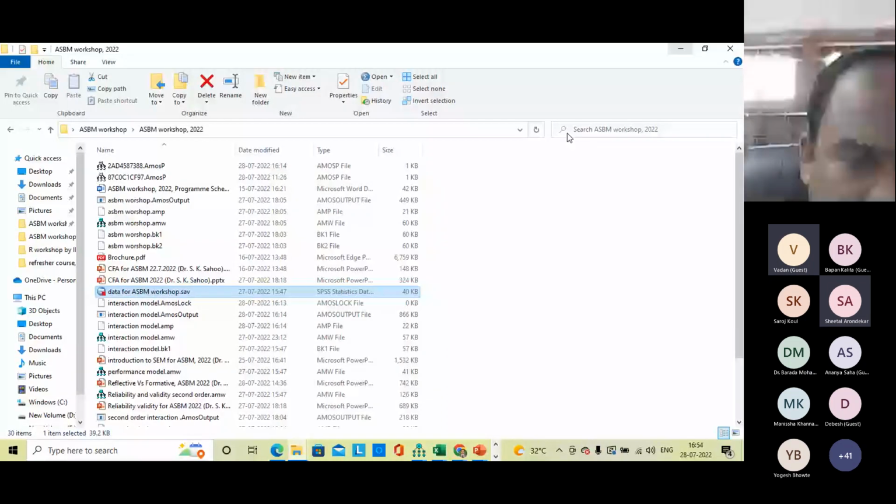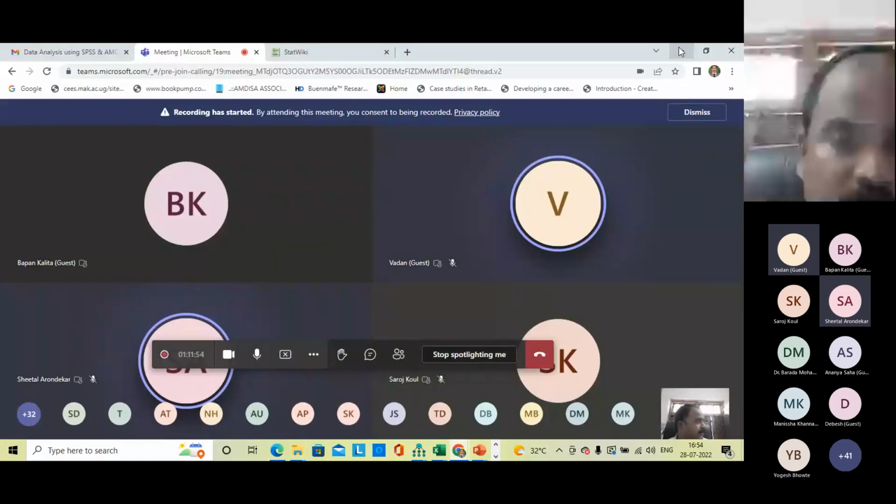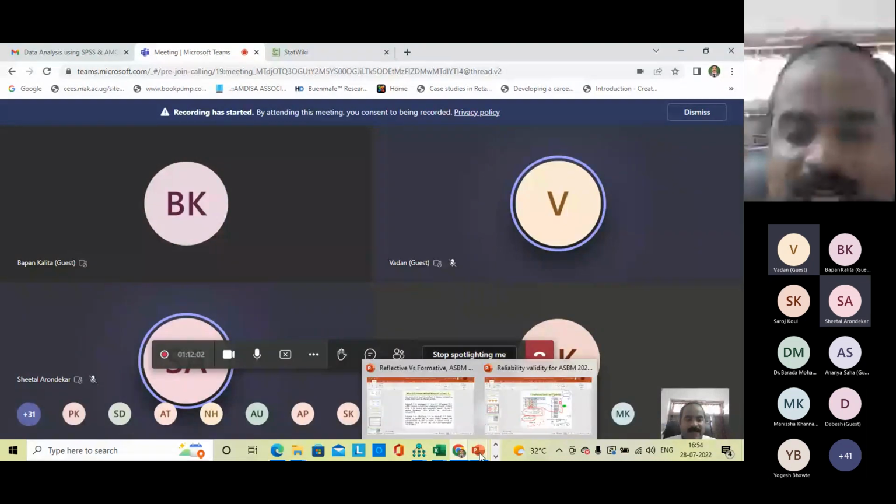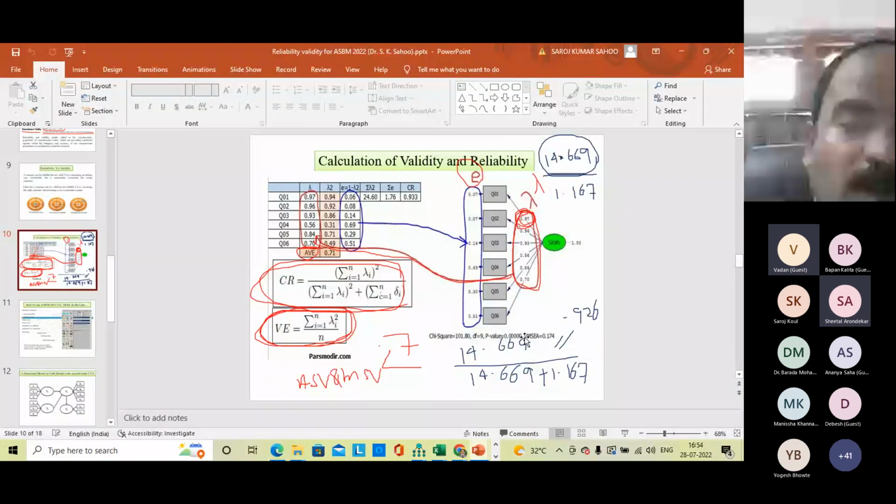Once it is opened, do not worry, I will show you the simple process as you are doing in your MBA or MPhil. You need to open the SPSS and do the Cronbach alpha calculation. Whenever it opens, I will show you, do not worry. Now these are all validity and reliability. Till now in validity and reliability, if anybody is having any problem, you can ask.